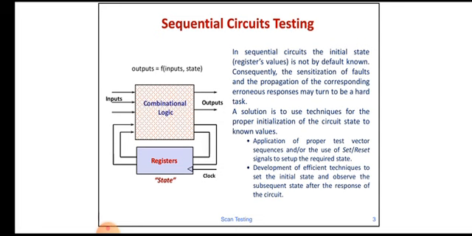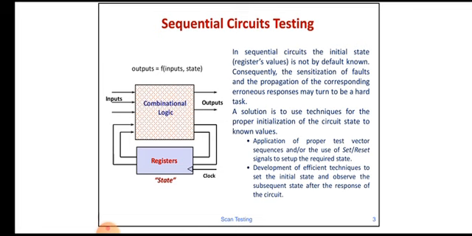So in a sequential circuit, the initial state, that is the register's value, is not known by default. We don't know it; it can be 0 or 1. Consequently, the sensitization of the fault and the propagation of the corresponding erroneous response may turn out to be a hard task. We don't know whether the register holds a 1 or 0, so that's why finding the faults is really a hard task.